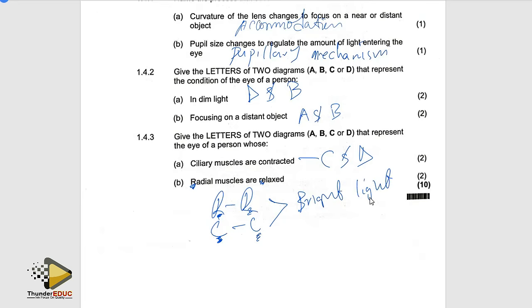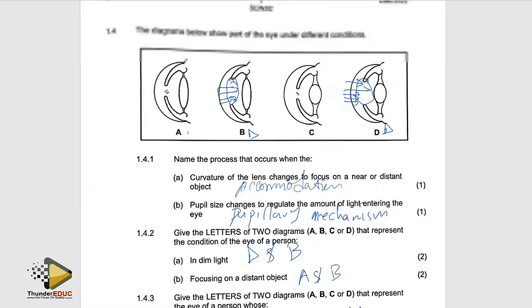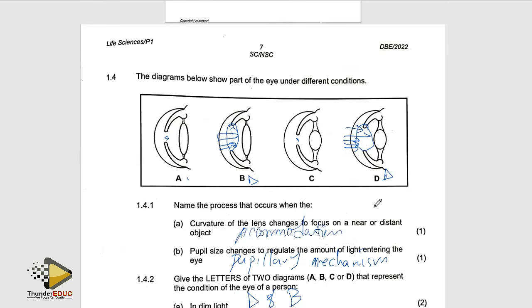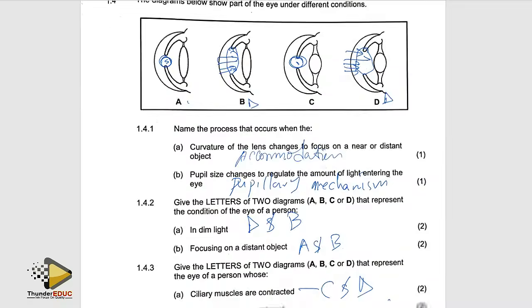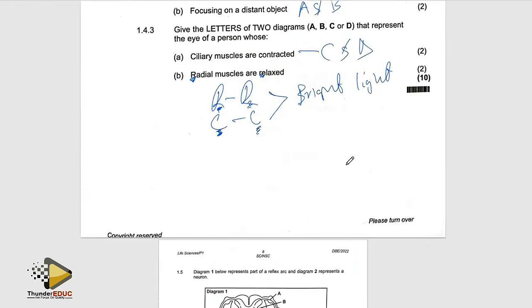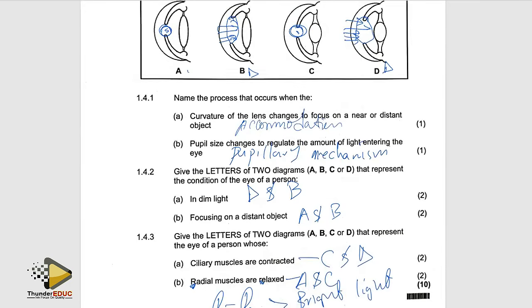If it becomes bright light, what does it mean? It means that the diameter of the pupil becomes smaller. So I will go back and look for the diameter of the pupil when it is small. I'll see that the diameter of the pupil is small here, and also small here. So the answer is going to be A and C. Yeah, that's how you can answer such a question if you know exactly.